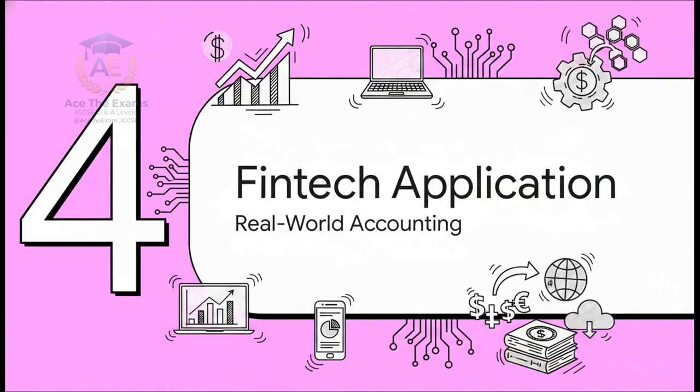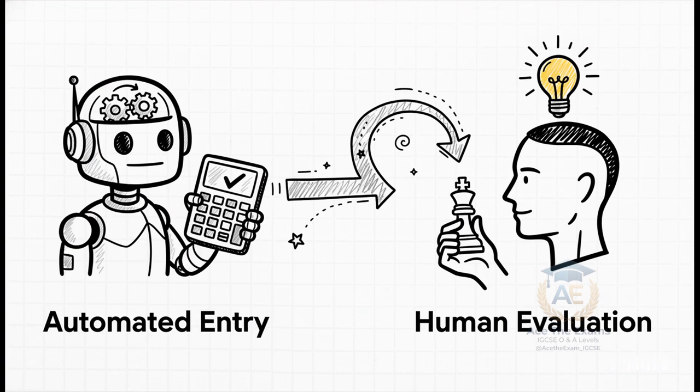All right, on to Part 4, the modern fintech application. Let's consider a modern fintech case study for a second. Think about AI-driven accounting software like Xero. Today, this software completely automates the procedural data entry. The books of prime entry are handled entirely by algorithms. But here is the absolutely crucial takeaway. These systems rely entirely on human logic for evaluation.